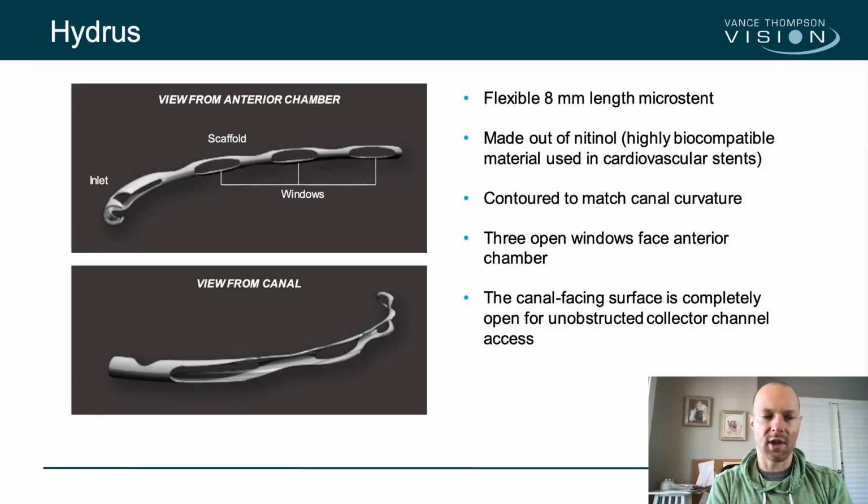So here you can see the Hydra stent. As we mentioned before, it's a little bit longer than some of the other devices, but it's 8 millimeters in length, and it's made out of flexible nitinol, which is very safe inside the body. It's contoured to match the canal curvature, and it has 3 open windows on the front, and the canal facing surface is completely open to allow for unobstructed collector channel access, and there's a little inlet that'll stick out at you.